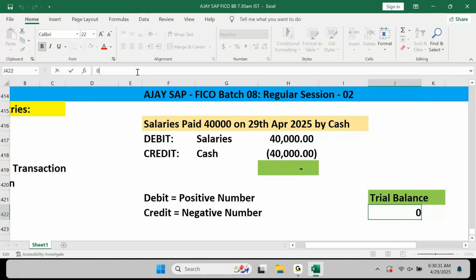If your TB is representing 0.01, is my TB correct or incorrect if I get this value? It's incorrect, sir. Even if there is a 0.01 difference, you will tell your accounting is not correct.